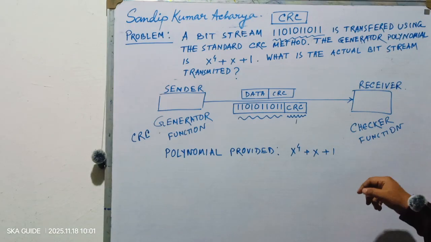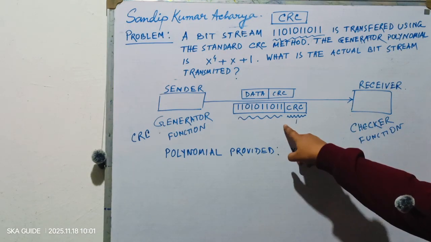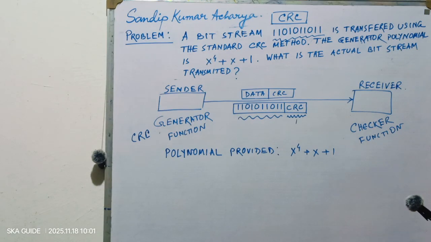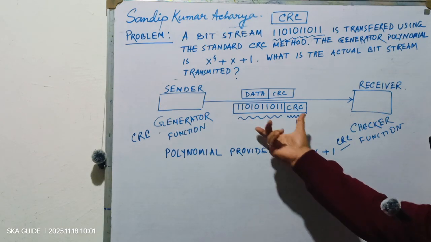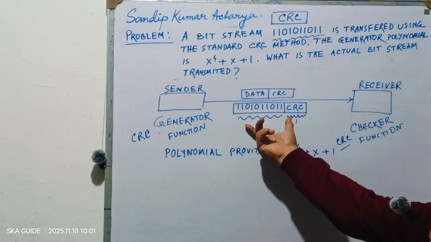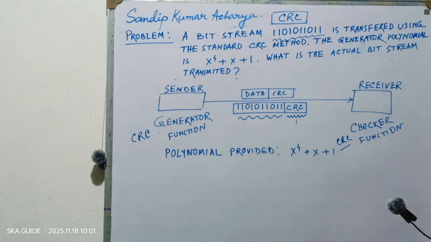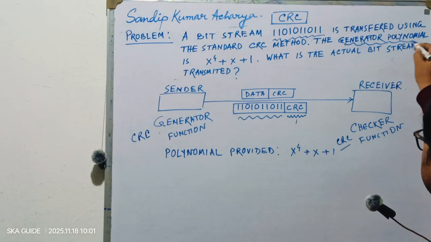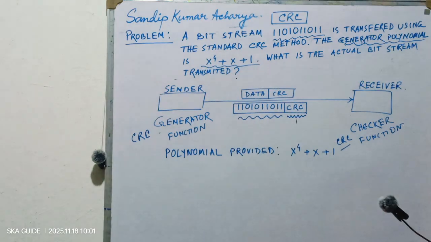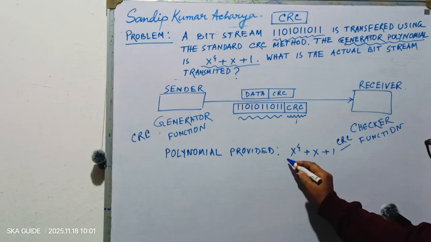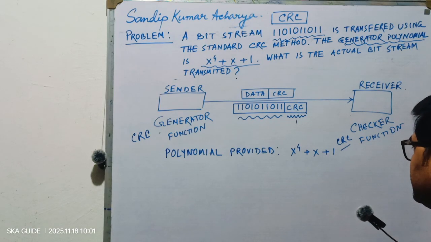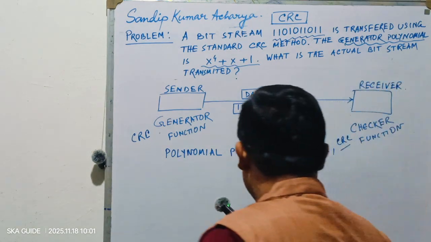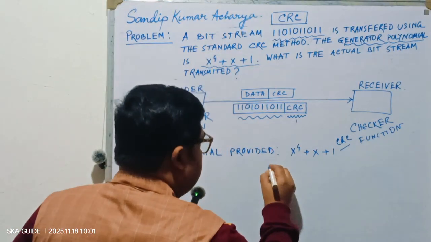And at the receiving end, we are receiving the data and the CRC checker function is there, which is checking the data, whether an error is there or not. So one more thing is given here, that is a generator polynomial, which is x to the power 4 plus x plus 1. Here we have the polynomial provided. Here we will further do some operation on it.